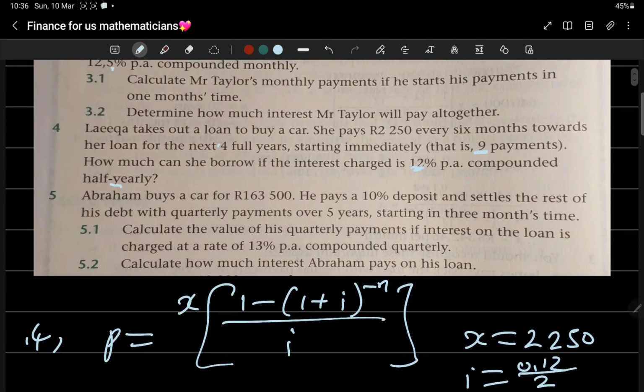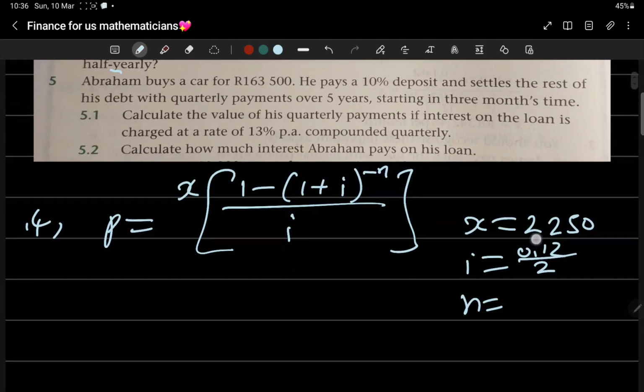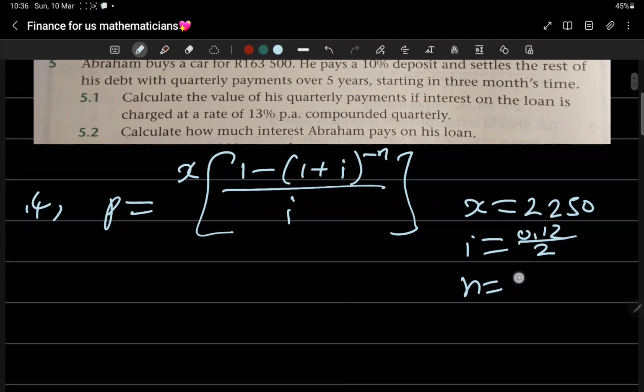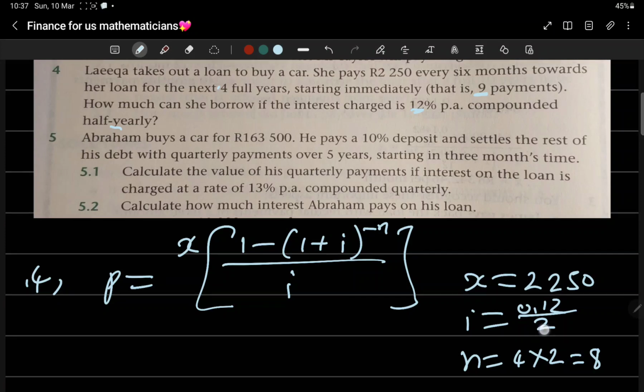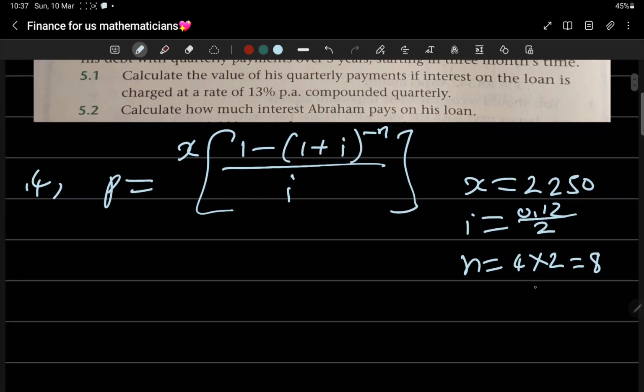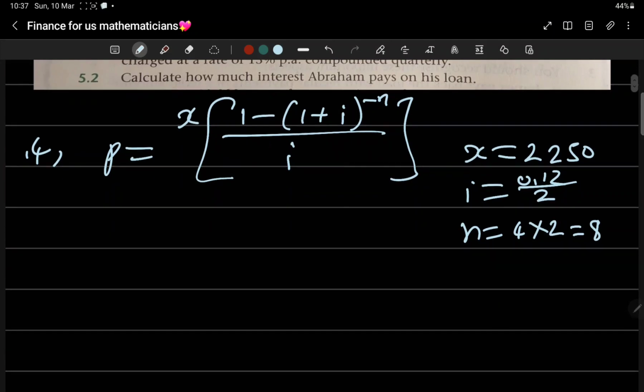If you check, it says for how long? For 4 full years. So in 4 full years, how many times are you going to pay? She pays 2 times each year, so that is 8. And I know there are 9 payments there, but wait for now. Each year she pays 2 times. Then let us go here.